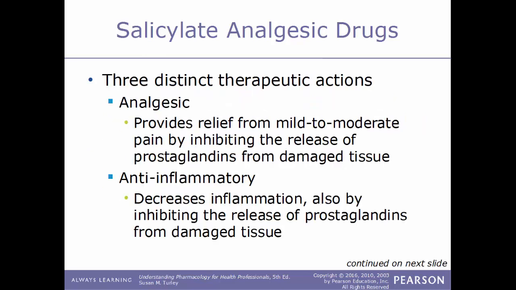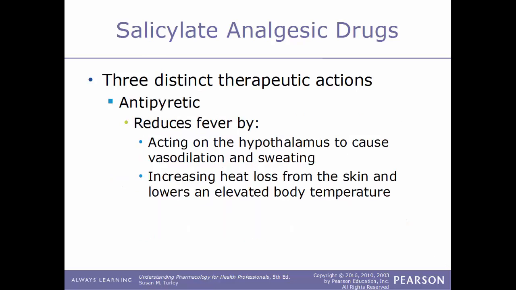Now, the salicylate analgesic drugs have three distinct therapeutic actions. They act as an analgesic because they provide relief from mild to moderate pain by inhibiting the release of prostaglandins from damaged tissues. Another therapeutic action: they are an anti-inflammatory. This is because they decrease inflammation, also because they inhibit the release of prostaglandins from the damaged tissue. And the third therapeutic effect of this category of drugs is they are antipyretics, which means they reduce fever. And they reduce fever by acting on the hypothalamus of the brain to cause vasodilation and sweating. So this will increase the heat loss from the skin and will lower an elevated body temperature.